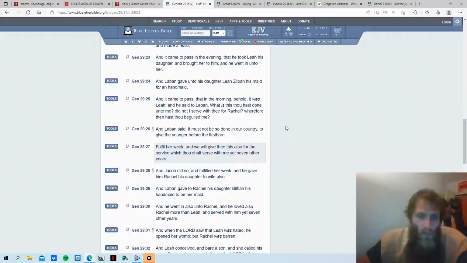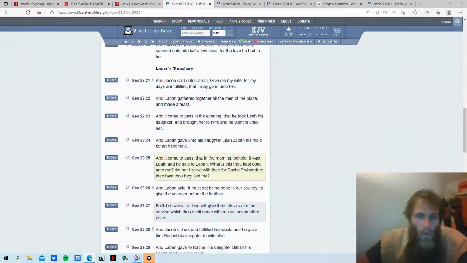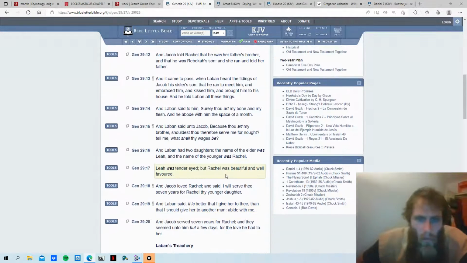So this is Genesis chapter 29 verse 26, and Laban said, "This must not be done so in our country, to give the younger before the firstborn," because when Jacob saw Rachel, he liked her more than Leah, but Leah was the firstborn. It says, "Fulfill her week, and we will give thee this also for the service which thou shalt serve me yet 7 other years." So he wanted Rachel. Let me go a little bit up.